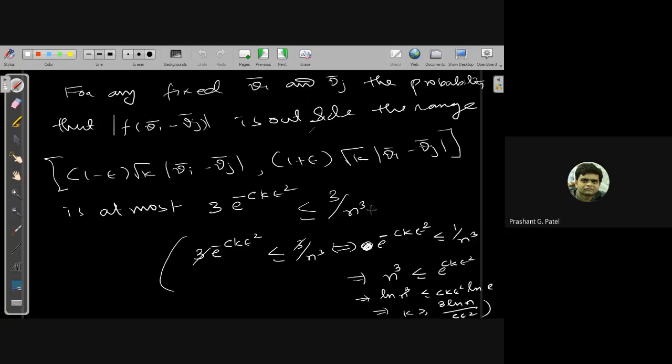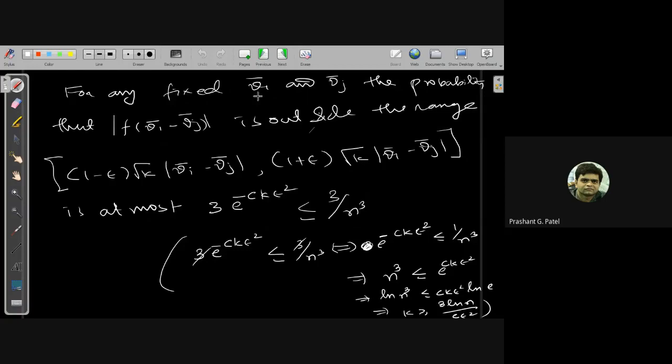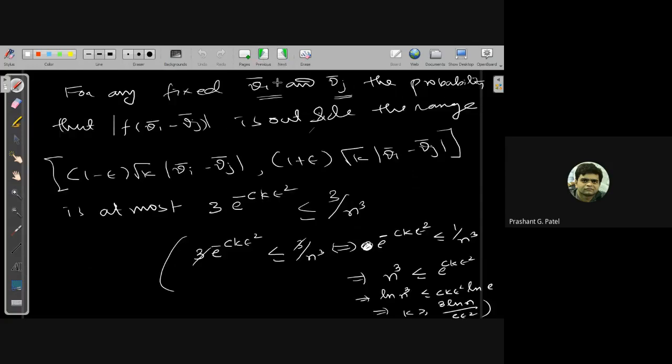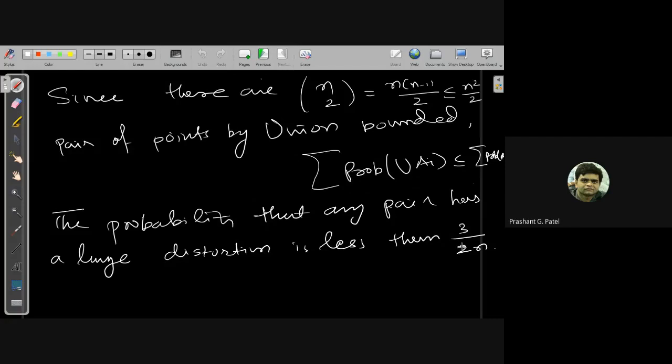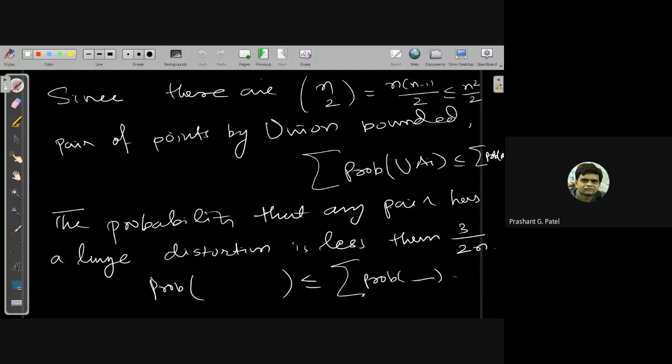That is 3 by 2n, which we can get from here. Each pair is less than or equal to 3 by n cube, and we multiply with the union bound. So this condition is true for any pair of points. Every time, the probability over all the points is less than or equal to the summation of the probability of each pair. But for every pair we have a probability of 3 by n cube. And how many such possibilities? This summation equals the summation of 3 by n cube.